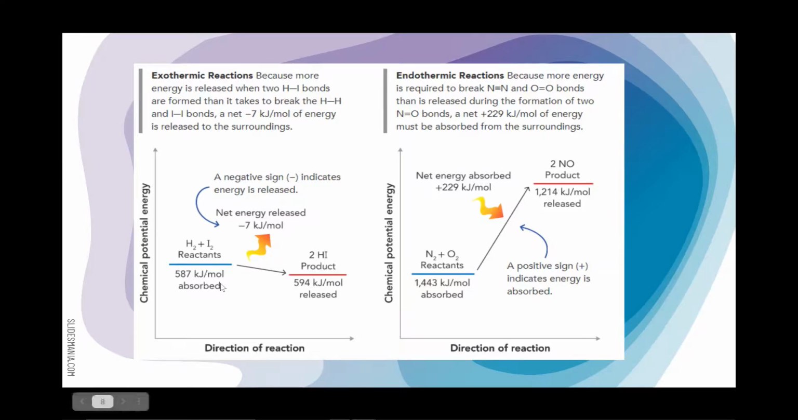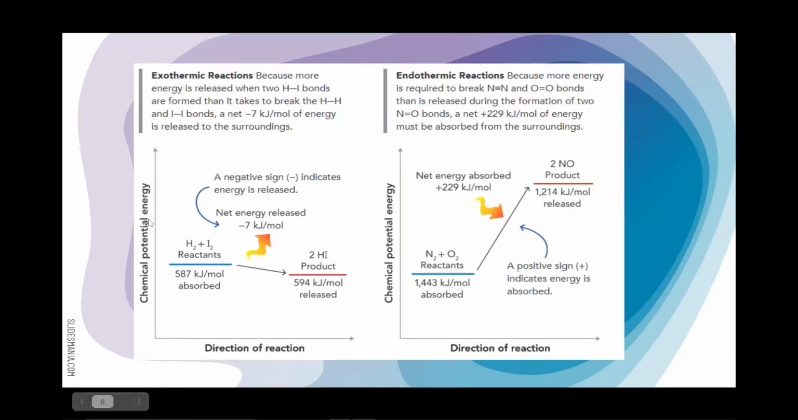So remember, we said that because the amount of energy released is more than the amount of energy that's absorbed, some energy is going to be released. This is called our net energy released. And because we have more energy being released, this means that this reaction is overall exothermic, because overall, when this reaction's done, it's going to release energy.